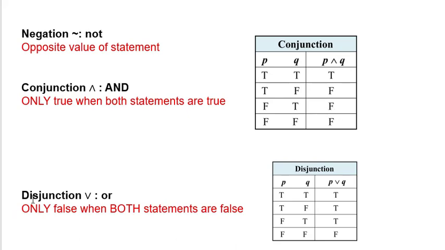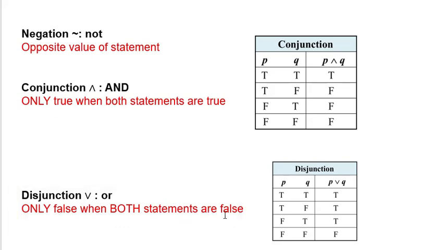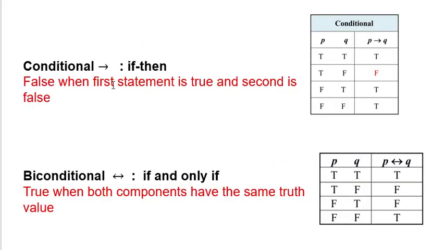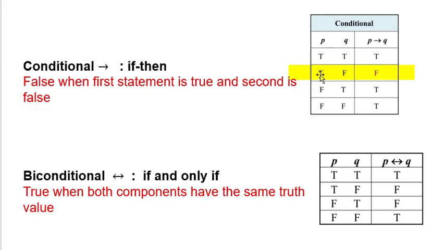The disjunction, we also know this as or. It's only false when both statements are false. So the P and the Q have to be false in order for the disjunction to be false. Conditional, also known as the if-then. It looks like it's false if the first statement is true and the second statement is false.